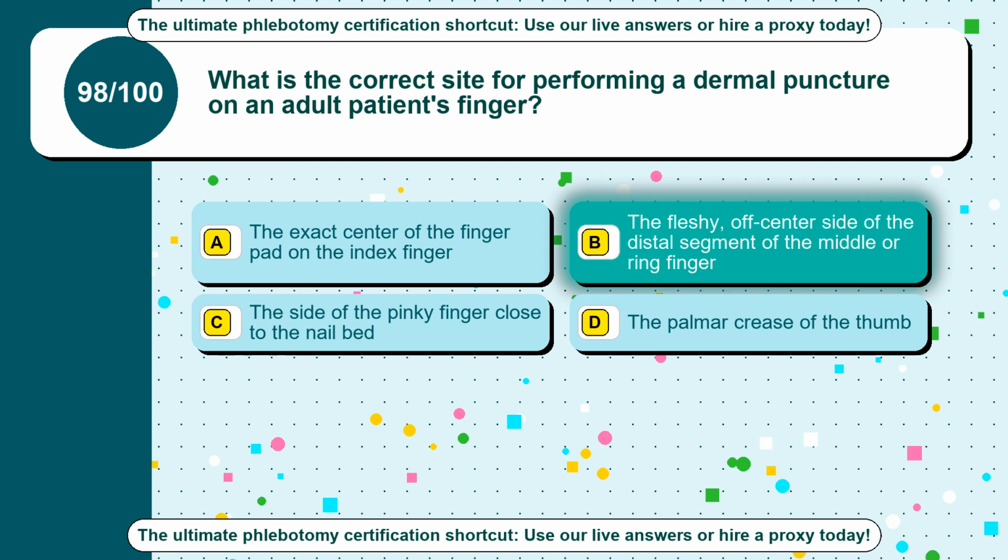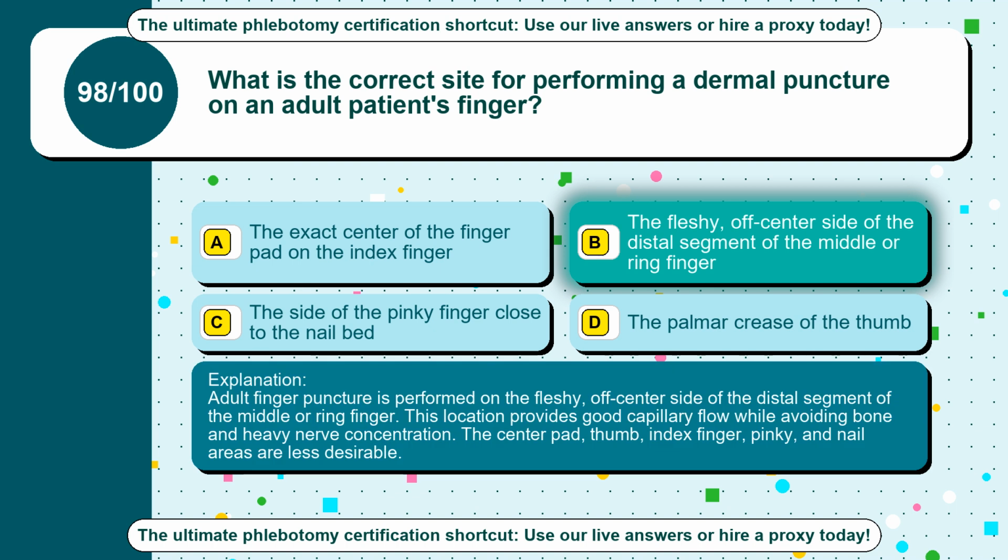The correct answer is option B, the fleshy, off-center side of the distal segment of the middle or ring finger. Adult finger puncture is performed on the fleshy, off-center side of the distal segment of the middle or ring finger. This location provides good capillary flow while avoiding bone and heavy nerve concentration. The center pad, thumb, index finger, pinky, and nail areas are less desirable.